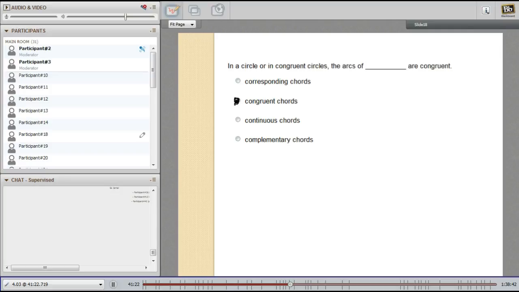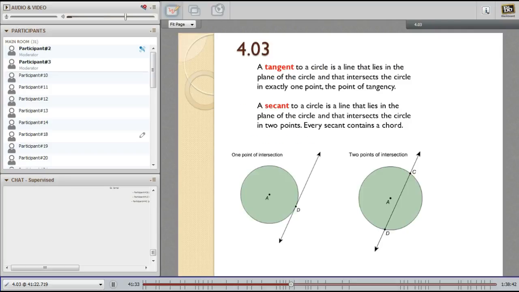Okay, lesson 4.03. A tangent to a circle is a line that lies in the plane of the circle and that intersects the circle in exactly one point of tangency. So if you look at this line right here, line D, it is intersecting the circle at one point, and point D is the point of tangency. It's where our tangent line intersects our circle.